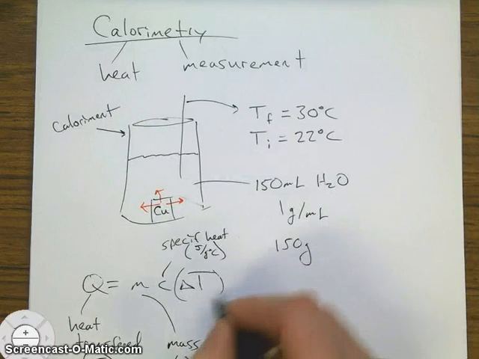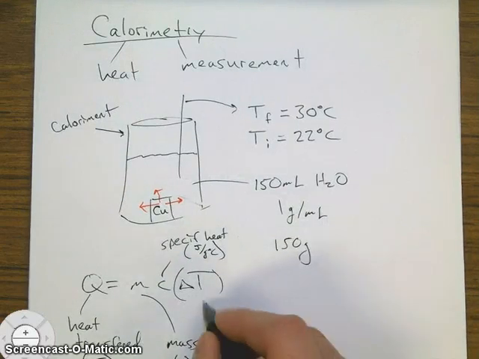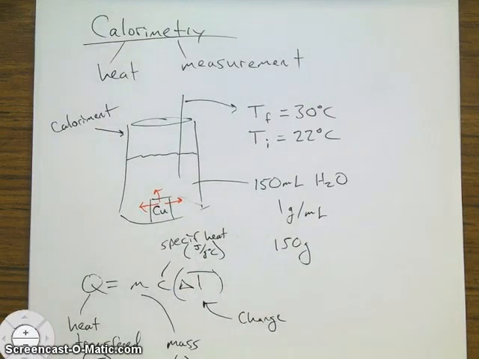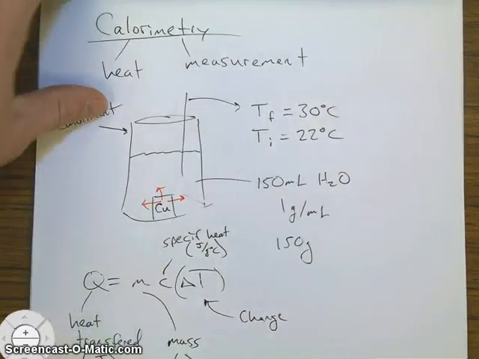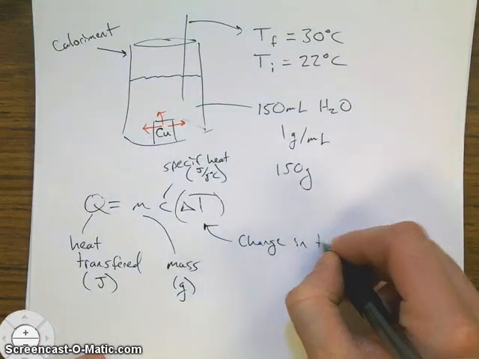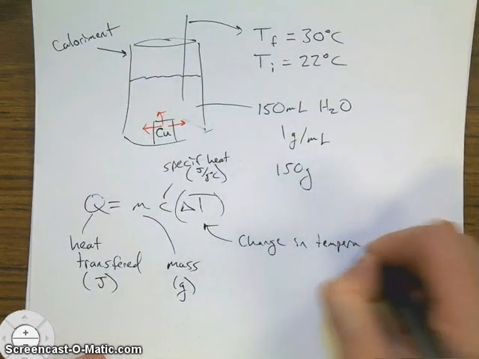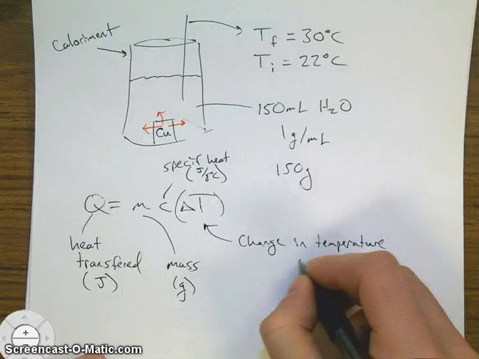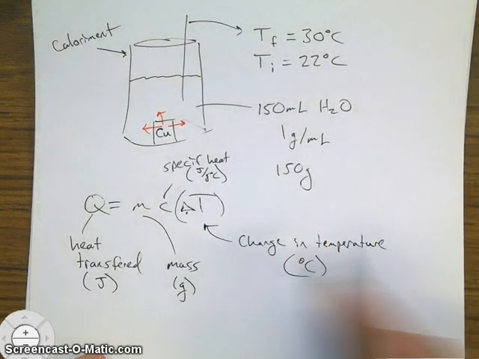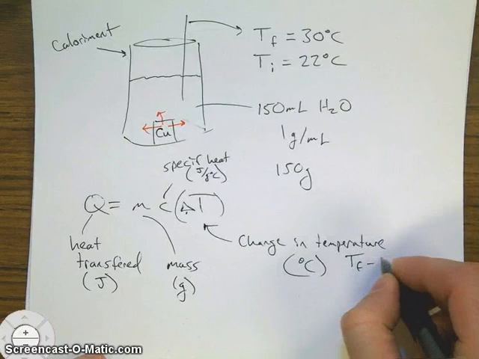And then this thing right here, the delta T, that's my change in temperature. Notice I'm writing the word change. That's because change is what we use the triangle for, which we call delta. So it's delta T, and that of course represents change in temperature. And the unit we use for our change in temperature is degrees Celsius. And don't forget, because it's change, that means final minus initial, so TF minus TI.